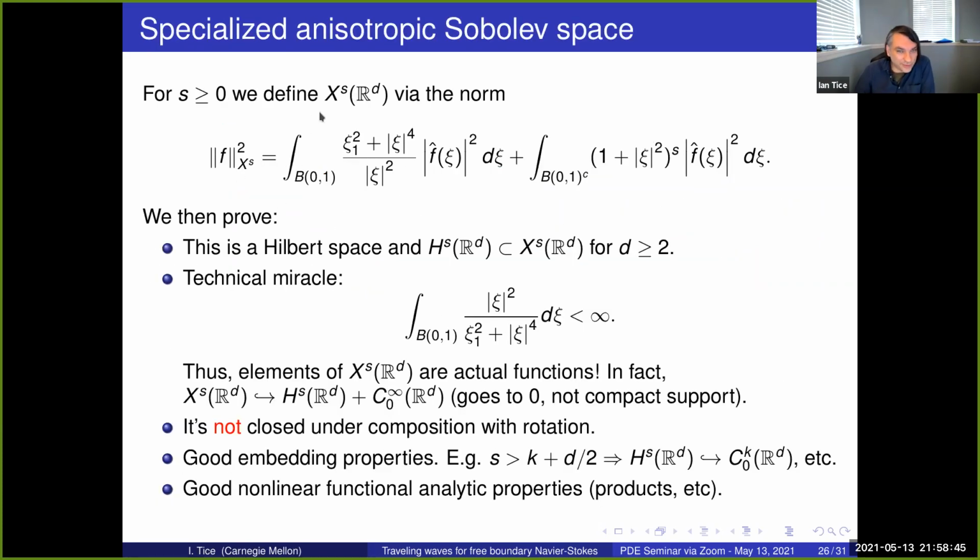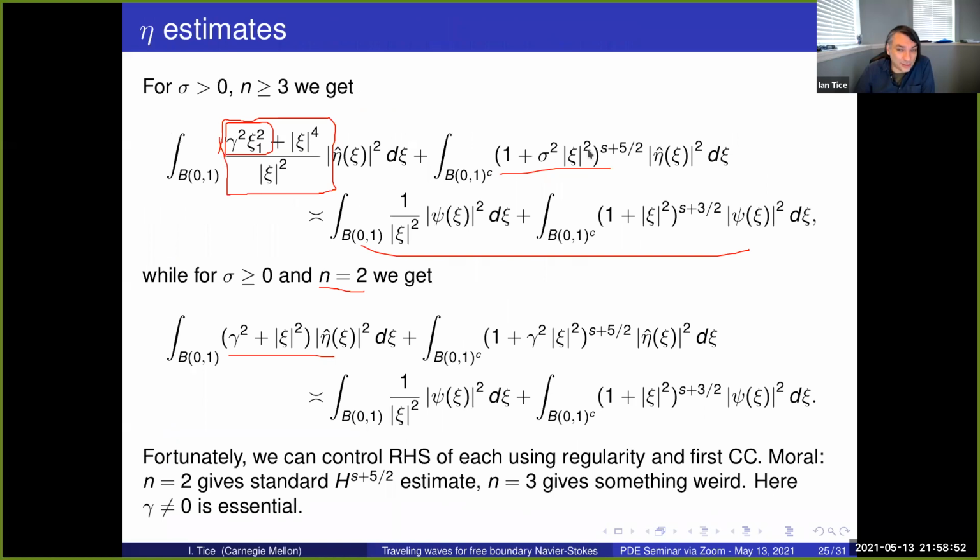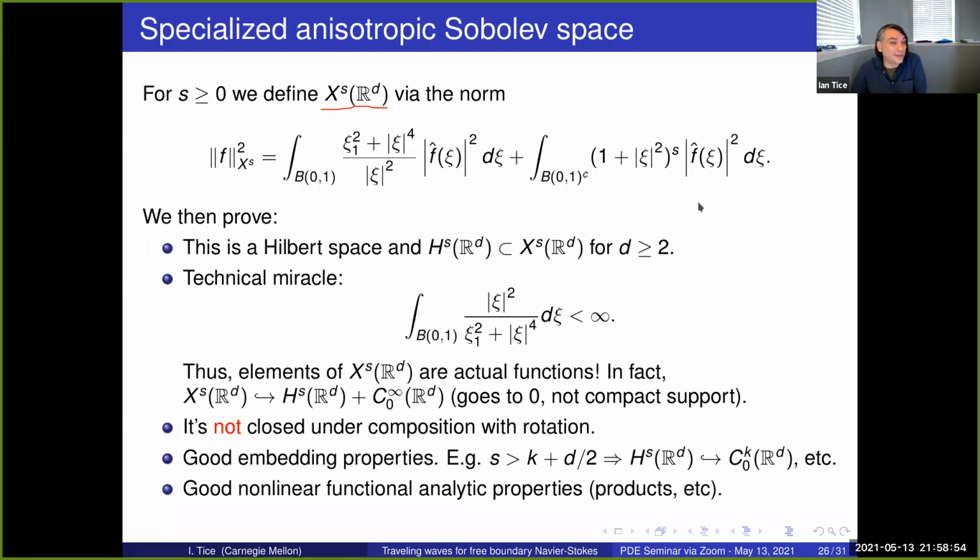And so what we do is we define a new type of anisotropic Sobolev space we call X^s. It just takes the symbol that we get from the problem and uses it as the definition of a norm. Now, fortunately, what happens is we get a Hilbert space out of this. This is a nice function space. It contains the standard Sobolev class H^s. So it's something that's strictly bigger than the usual Sobolev spaces.